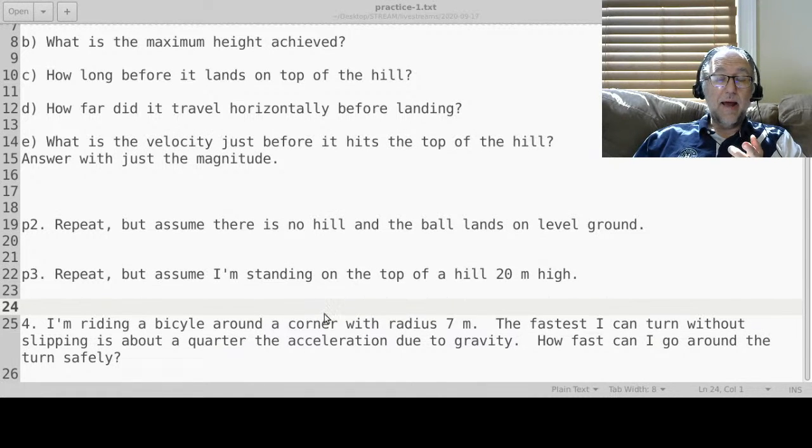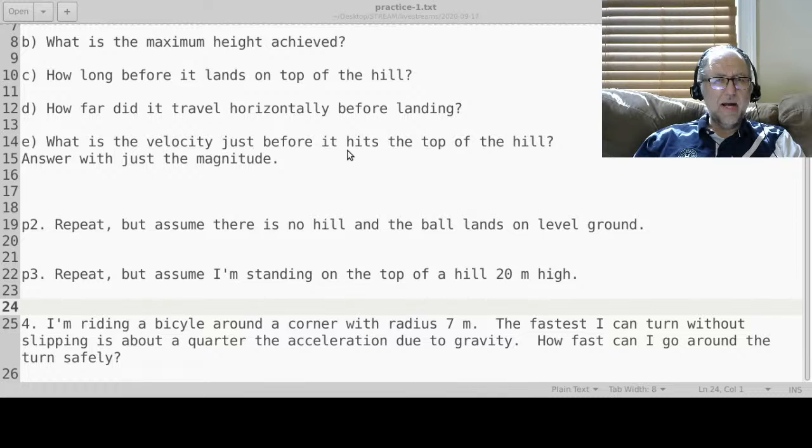And then repeat it again, but this time do what I did in the pre-recorded lecture. This time you're on the top of the hill, which is 20 meters high, and the ball lands at ground level. Even the maximum height will change. There'll be a lot of things that change there. So those are two variations on the question.